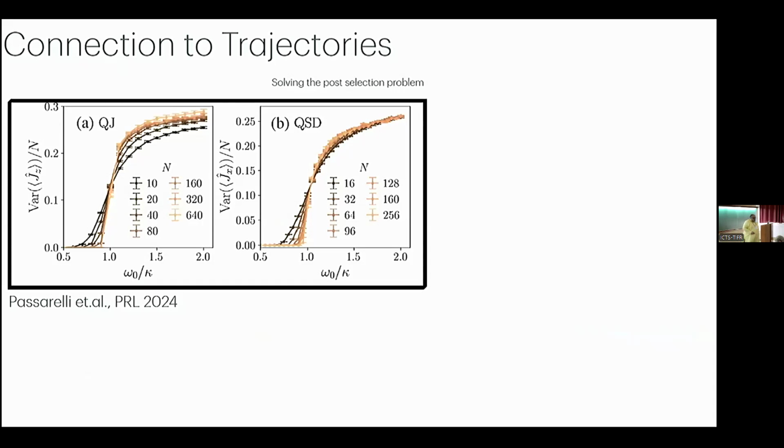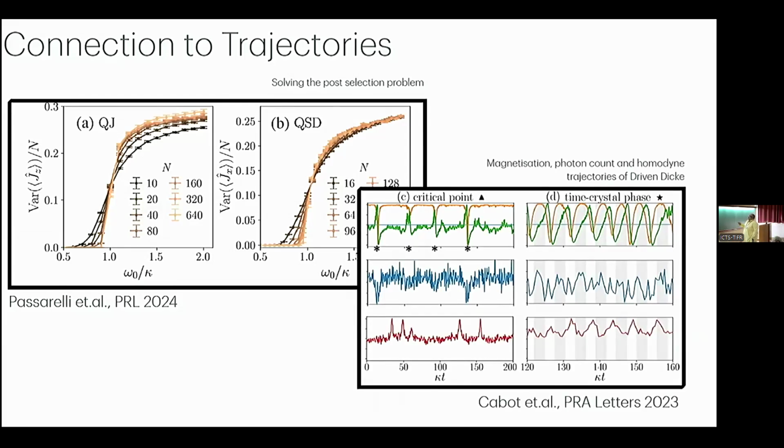And so to connect to this conference, and this is part of the interest that I share as well, you can ask questions about things like measurement-induced phase transitions and other kinds of dissipative phase transition physics questions at the trajectory level. And this has been done. This is not my work, but I just present to you that there is a conversation here about solving the post-selection problem and also looking at the magnetization, photo count and homodyne trajectories for the driven decay model, the exact model that I just showed a second ago.